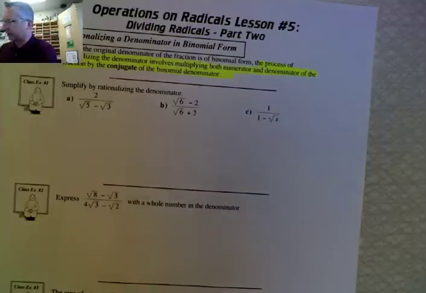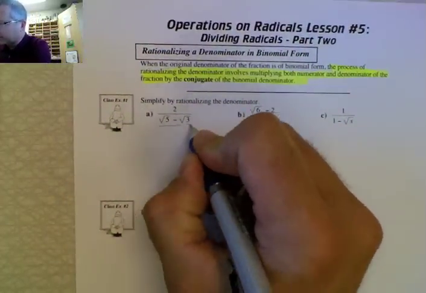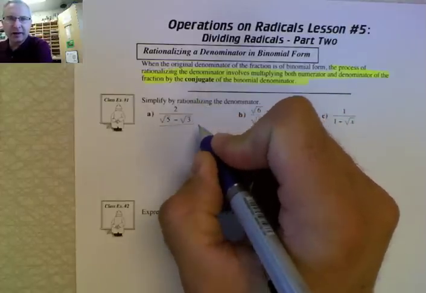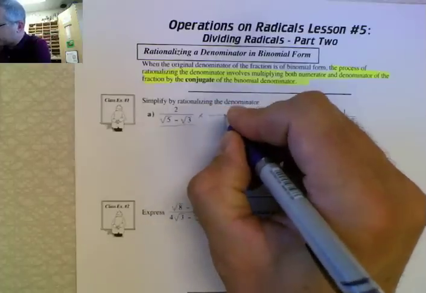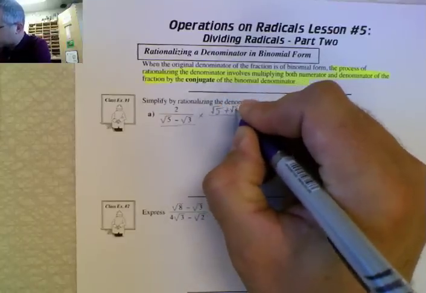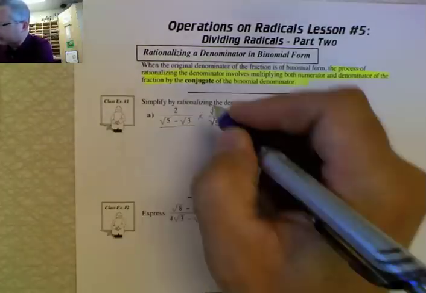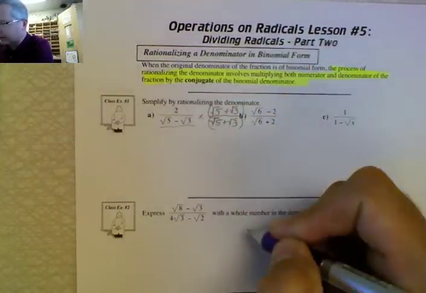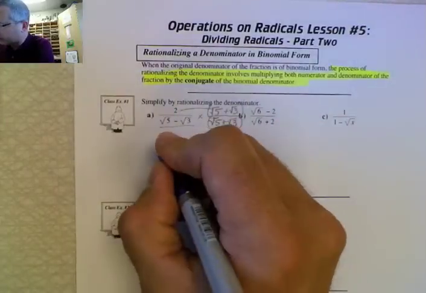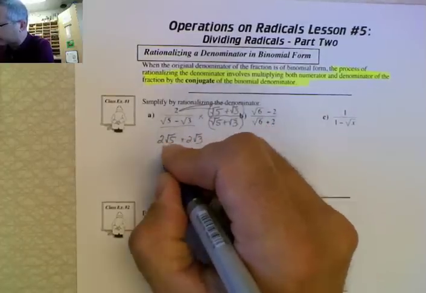Here we go. Okay, so the first thing we have to do to rationalize this first question is figure out what the conjugate is. And we're going to multiply that conjugate by the numerator and the denominator. So in this case, the conjugate of root 5 minus root 3 is root 5 plus root 3. And we multiply the numerator and the denominator by that conjugate. Now remember, this is still a binomial. So now we have to multiply 2 by each of these radicals. So 2 times root 5 is 2 root 5. 2 times root 3 is 2 root 3.